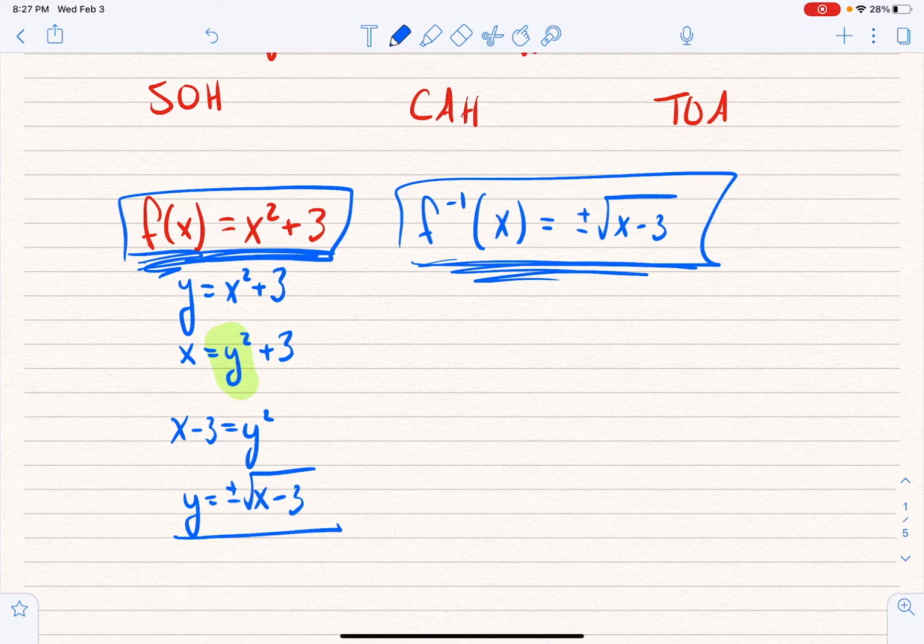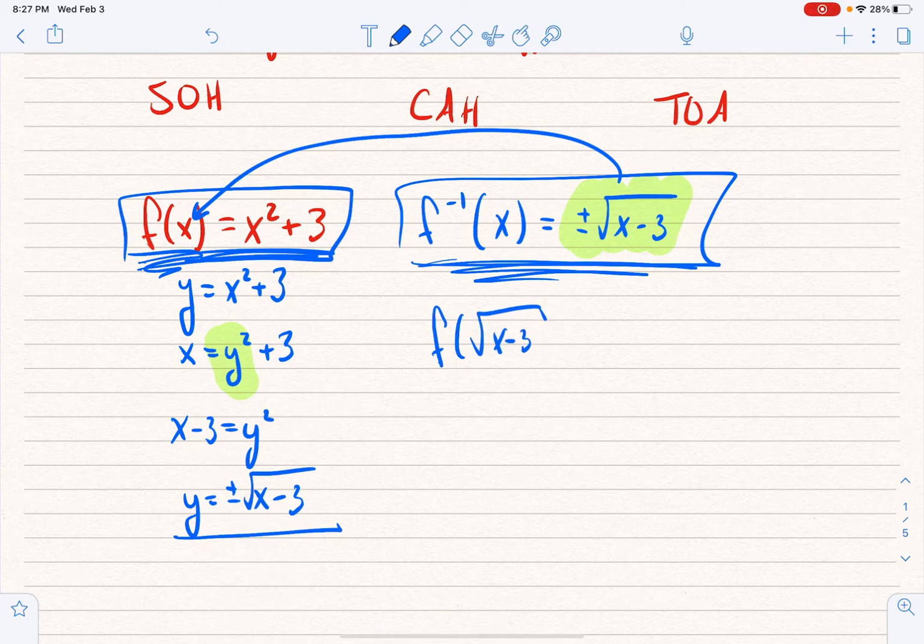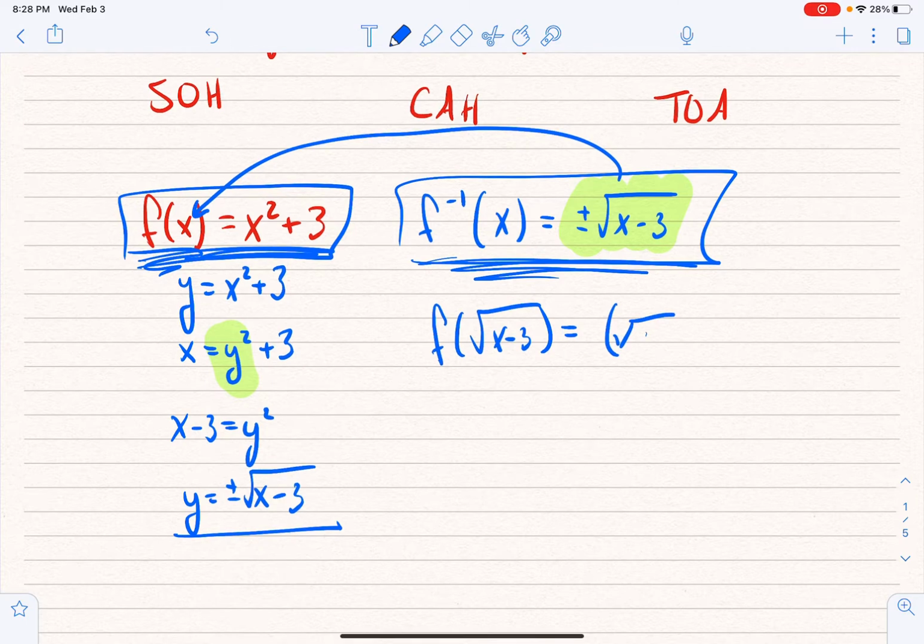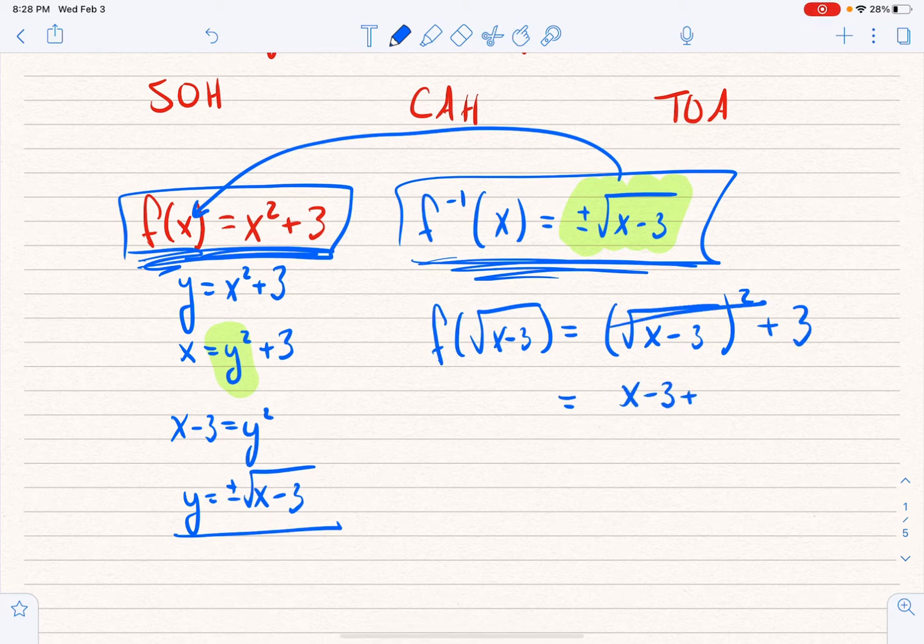And I can prove that if I take this right here and actually put it inside this function. Watch, I say f of square root of x minus 3 is equal to square root of x minus 3, squared, plus 3. And what does that equal? Well, these obviously take care of each other. So you get x minus 3 plus 3. So you just get x. See? So these functions are inverses of each other. Whatever one does, the other one undoes.